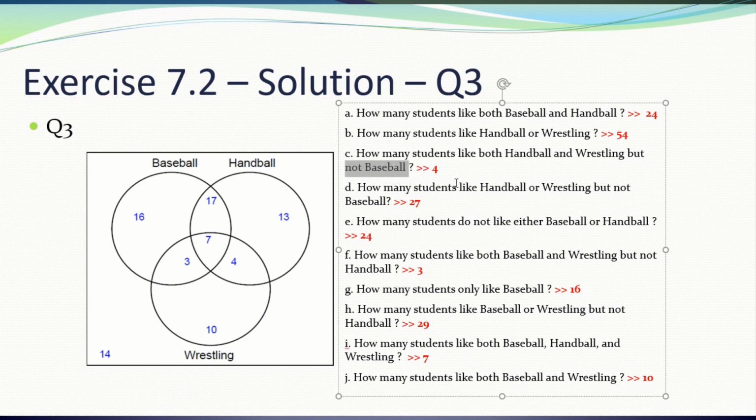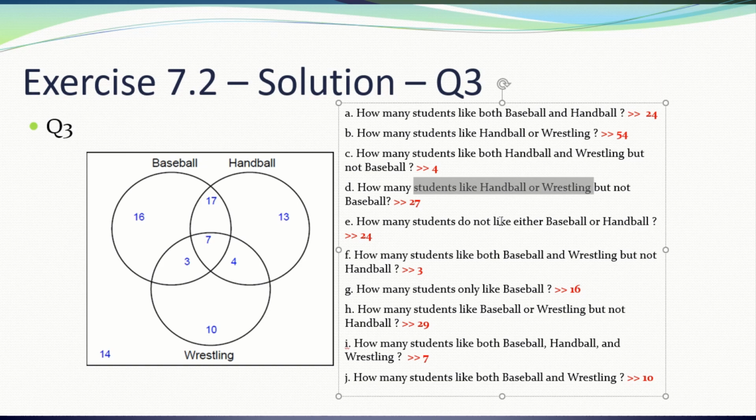How many students like handball or wrestling but not baseball? Handball or wrestling, I'm talking about this whole union here like just now, but not baseball. So you cannot add the baseball numbers anymore. That means this one is out. So you just take 10, 4 and 13, which is 27.